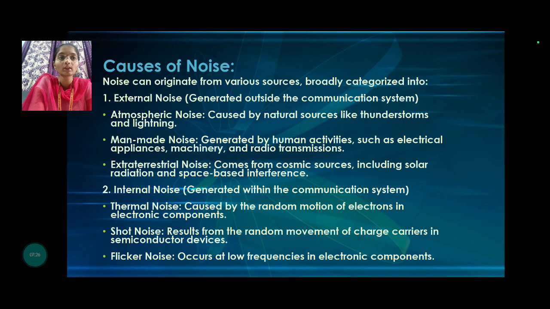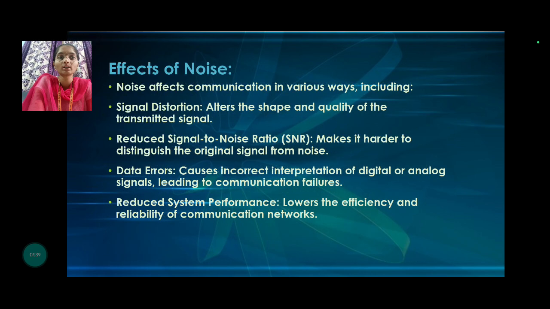Thermal noise is caused by the random motion of electrons in electronic components. Shot noise results from the random movement of charge carriers in semiconductor devices. Flicker noise occurs at low frequencies in electronic components. Effects of noise: noise affects communication in various ways, including signal distortion, which alters the shape and quality of the transmitted signal, and reduced signal to noise ratio.